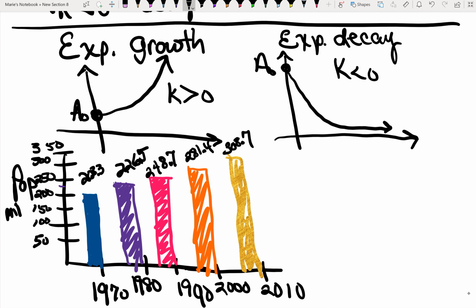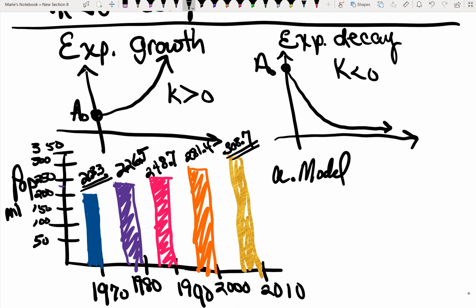And so here's what they're telling us. The U.S. population was 203.3 in 1970. By 2010, it had grown to 308.7. It says, find an exponential growth function that models this. So for part A, they want you to model the change basically from 1970 to 2010. So again, part A, find an exponential growth function that models the data for 1970 to 2010.